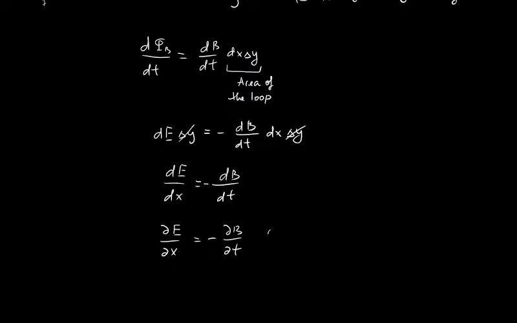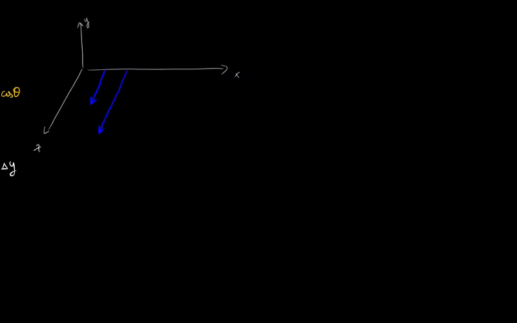Let's call this equation 1 and take the derivative of equation 1 with respect to x. Then we will get d2E/dx2 equals negative d2B/dt dx. Let's call this one equation 2, then leave this aside and go back and apply the same things for the magnetic field.